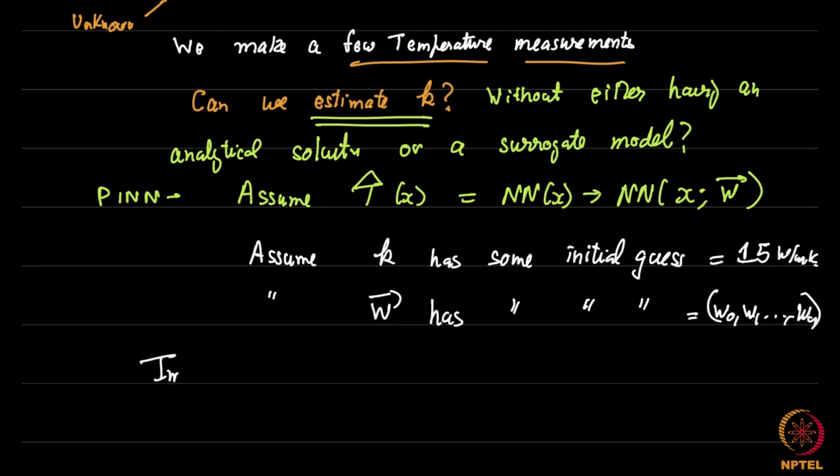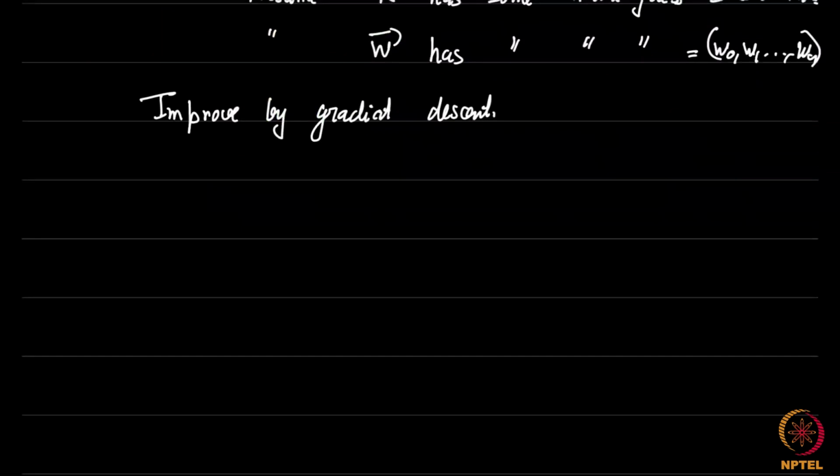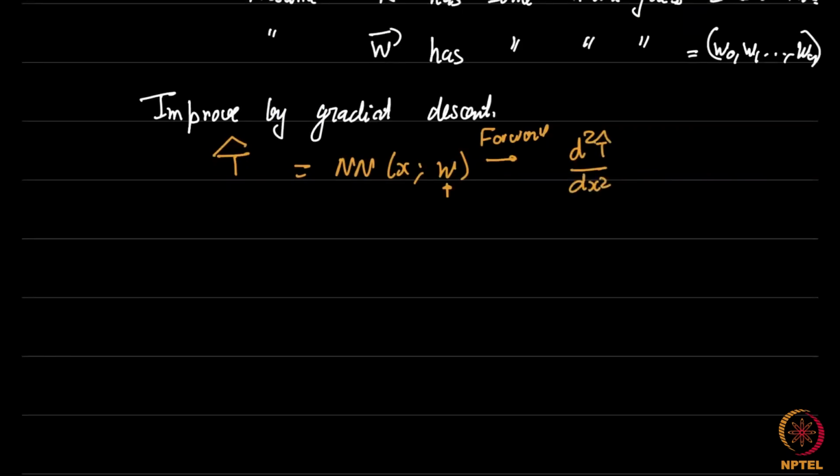Okay. Now we have to improve by gradient descent. Correct? We have no other go other than to improve by gradient descent. But how are we going to improve by gradient descent? We already have T hat is neural network of x, W. Do a forward prop with the given value of W. This gives you some T hat. It also gives you some d square T hat dx square, as we saw earlier, minus K d square T dx square minus sin x. Okay, so this is, of course, our J PDE or J ODE.